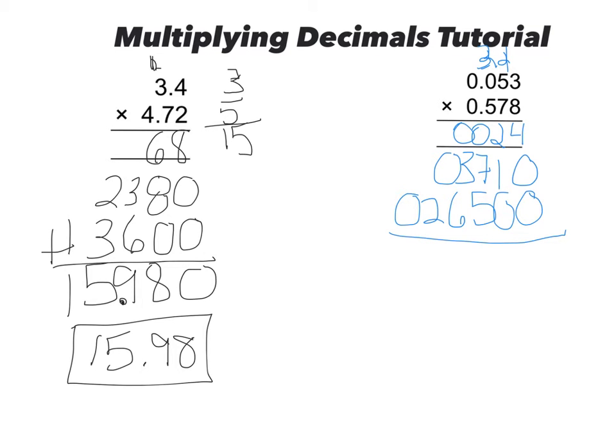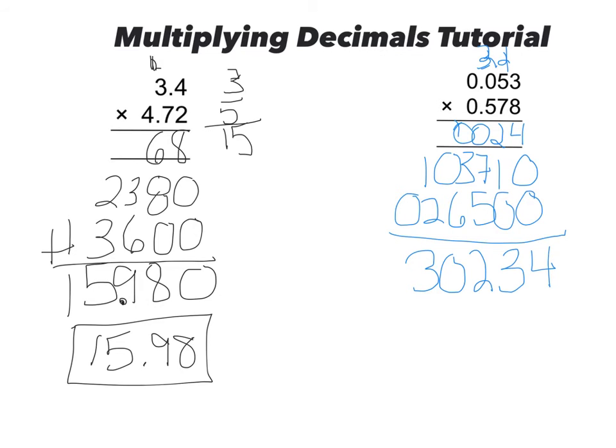So now we're just going to add. 4, 2 plus 1 is 3. 7 plus 5 is 12, carry 1. 1 plus 3 is 4, plus 6 is 10, carry 1. 1 plus 2 is 3.